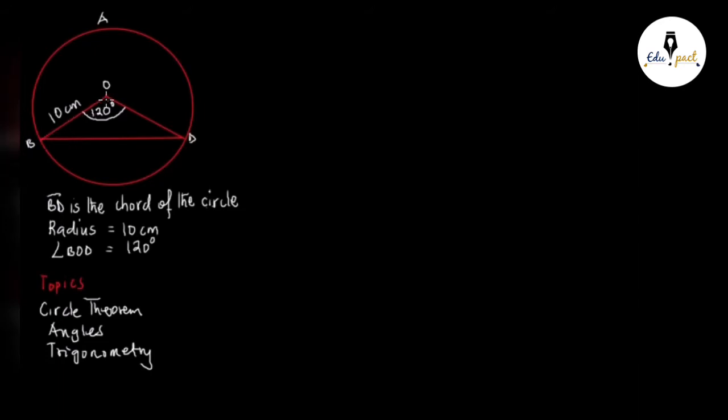We have triangle BOD to be an isosceles triangle. How do we know this to be an isosceles triangle? Because we can see that the side BO, which is the radius, must be equal to the side DO. And we know that an isosceles triangle has two sides equal, with the angles also being equal.